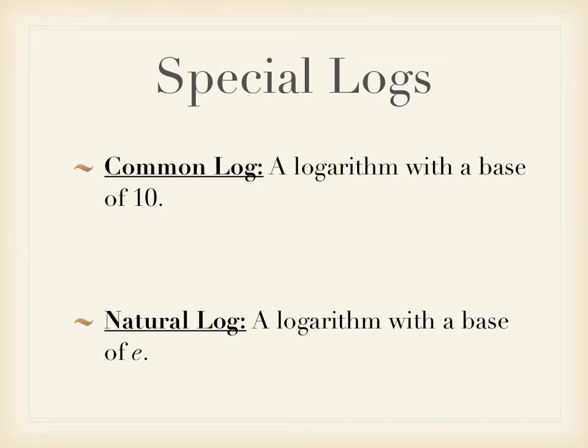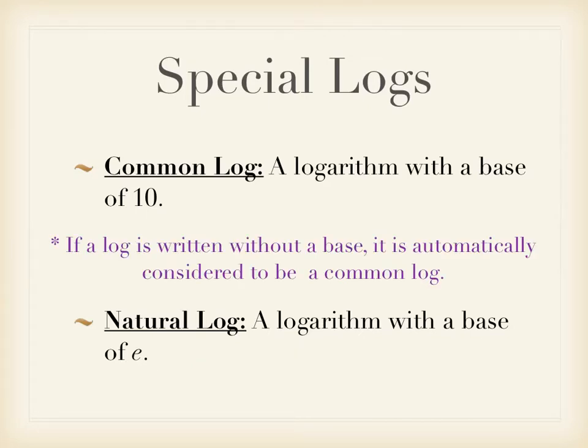The other log that you're going to see fairly often is what's called a natural log. And a natural log is a logarithm with a base of e. That's that same e from the PERT formula and the continuous growth formula. So a logarithm with a base of e is called a natural log. Oh, sorry, this part is just what I just said a second ago. I forgot that was going to pop up here. But if it's shown without a base, it's automatically considered to be a common log. And then also you should know that natural log is abbreviated ln.